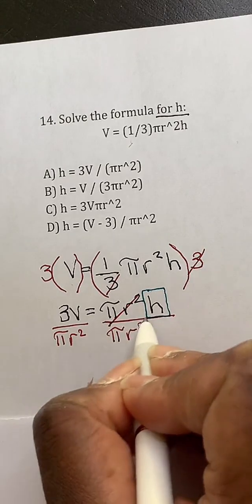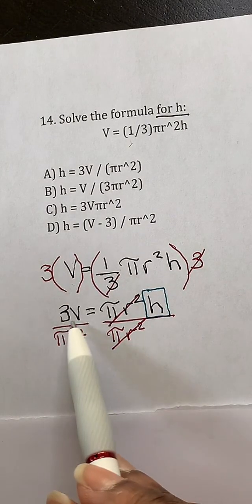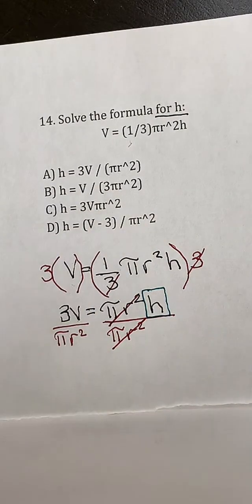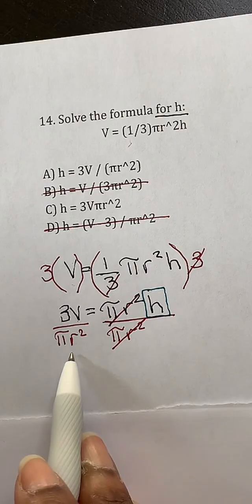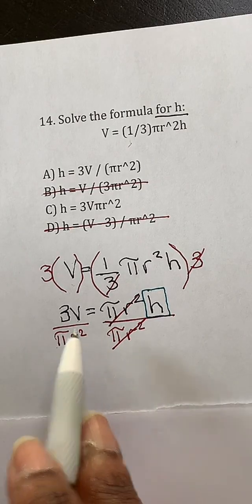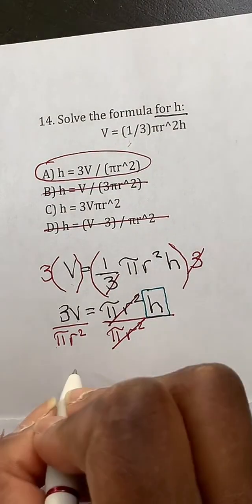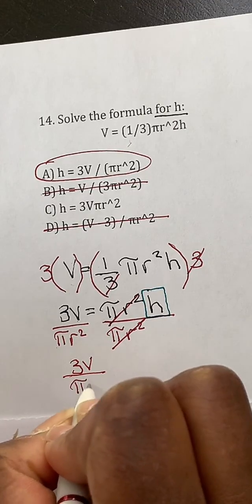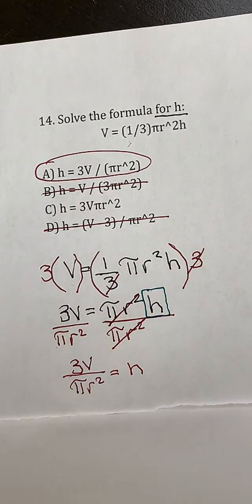So pi r squared, pi r squared. So now what's left? We have 3v. The only things that have 3v were A and C. So B is gone, D is gone. But we had to divide by pi r squared. So our answer is A, because you get your 3v over your pi r squared is equal to h.